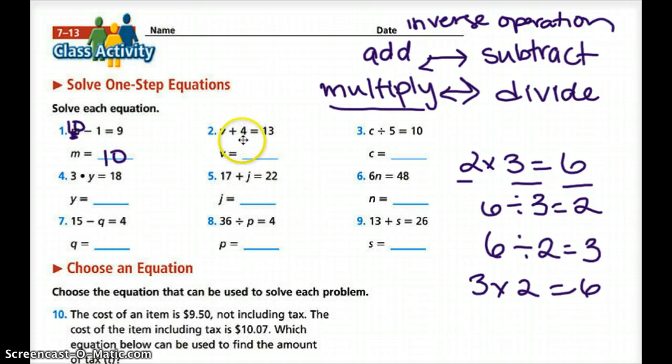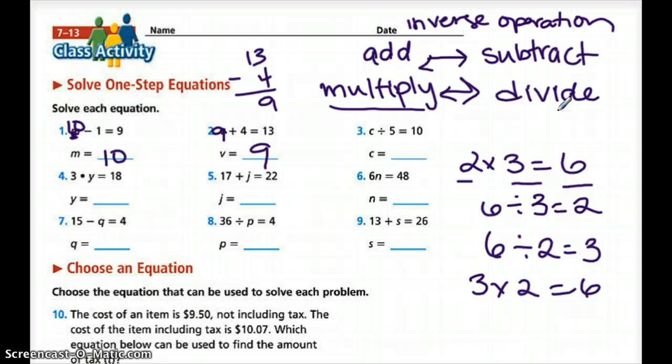What plus 4 equals 13? Okay, I have adding. The opposite of adding is subtracting. So if I do 13 minus 4, I get 9. So is 9 plus 4 13? Yep, so v equals 9.